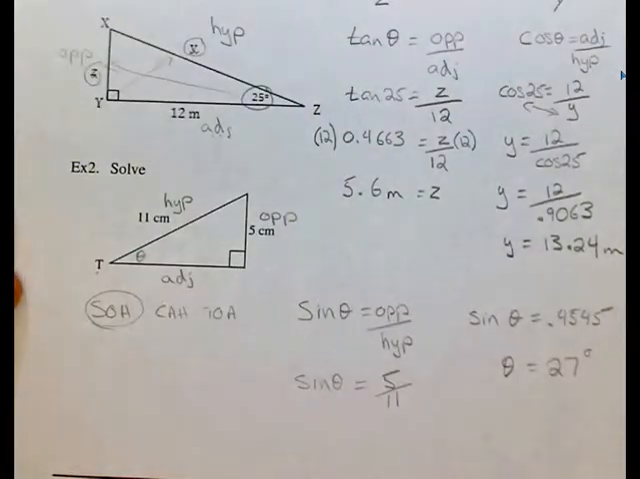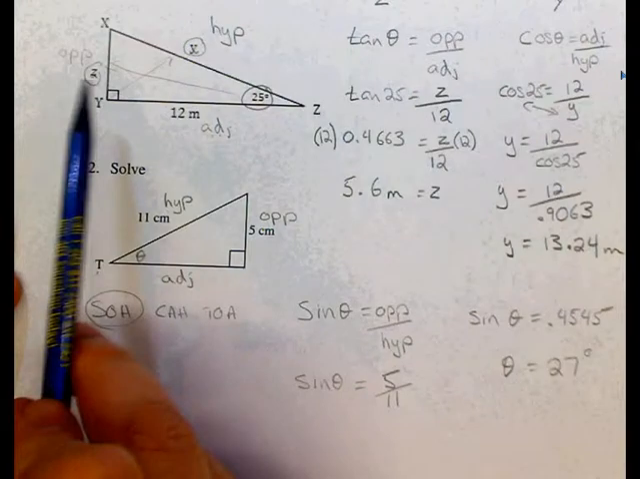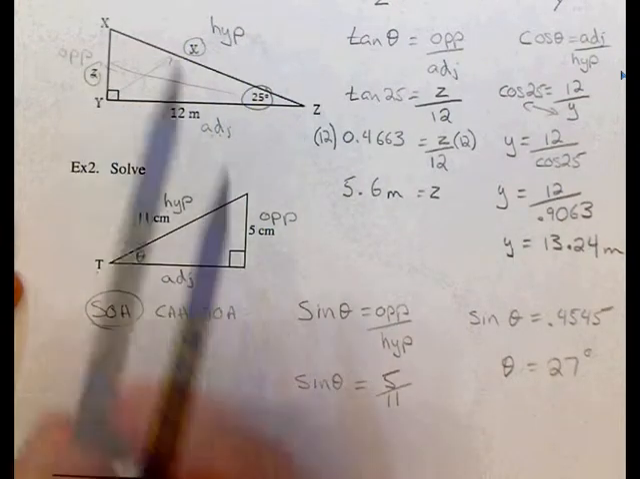So you can use SOHCAHTOA, trigonometry, to find any angle or any side.